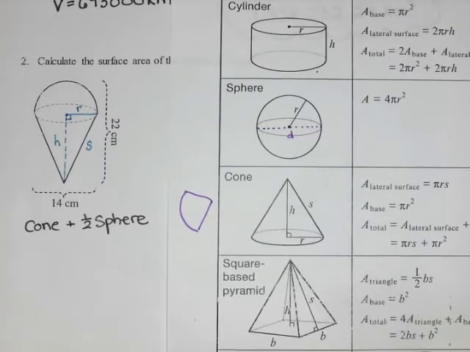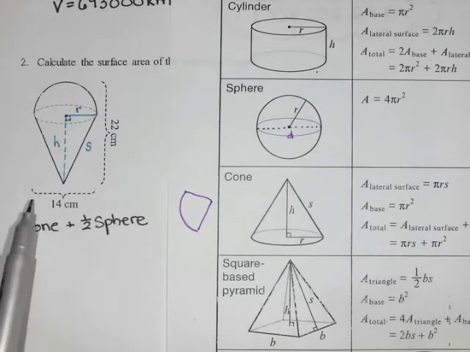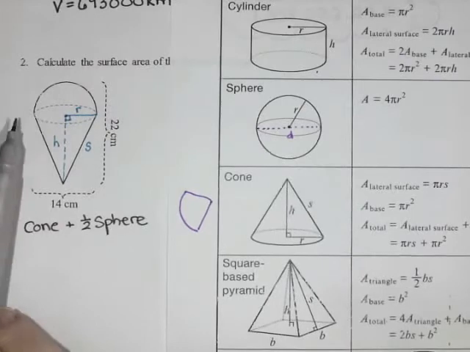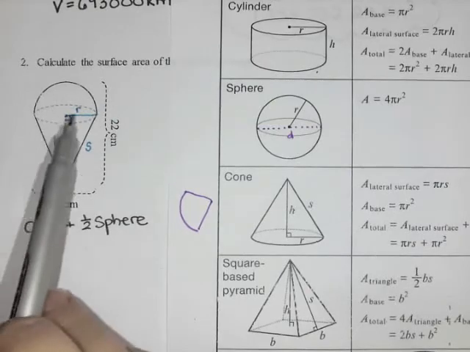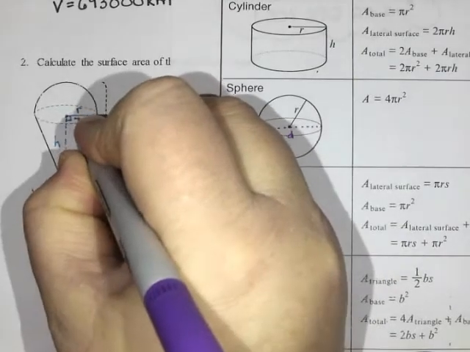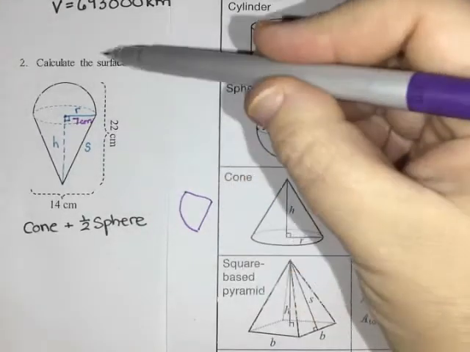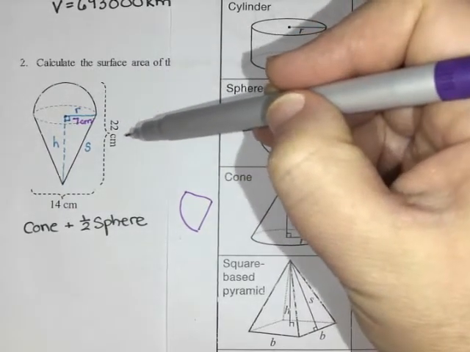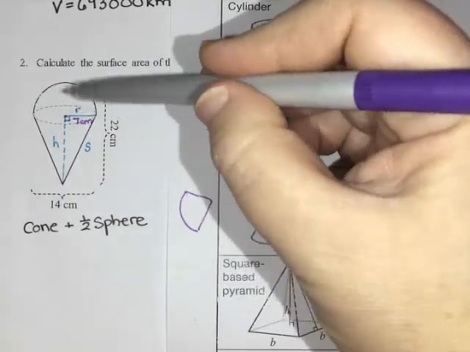So if I look at my picture, I notice that this thing is 14 centimeters wide. So if it's 14 centimeters wide at the bottom, it's going to be 14 centimeters wide at the top as well, which means the diameter of the circle part there is 14 centimeters. So the radius is half of the diameter, so 14 divided by 2 means that this part here is 7 centimeters. Now, if I look at the up and down, it tells me the whole height from the tip of the cone to the top of that sphere is 22 centimeters. Part of that 22 is going to be the height of my cone, and part of that 22 is going to be the height of my sphere.